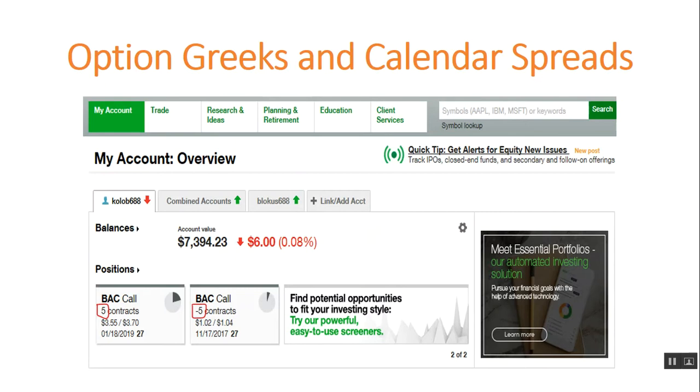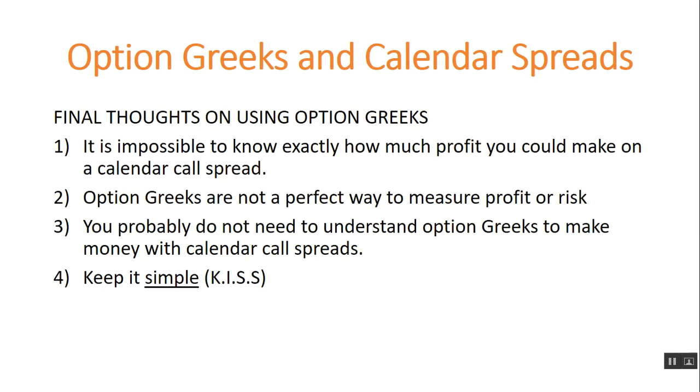So here are some final thoughts that I have on using the option Greeks to calculate profit and risk on your calendar call spread. Number 1, it's really impossible to know exactly how much money you could make on a calendar call spread for all the reasons that you just saw. There's so many variables, and those option Greeks are always changing.